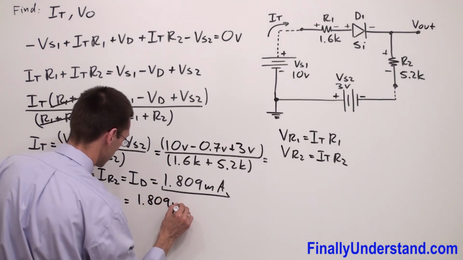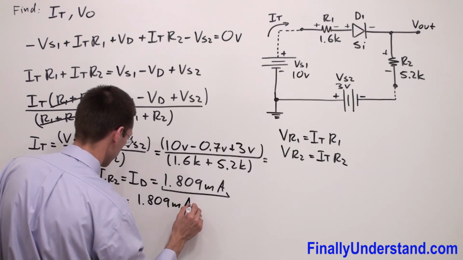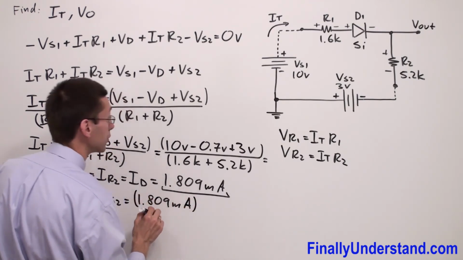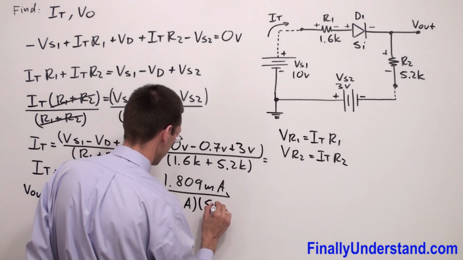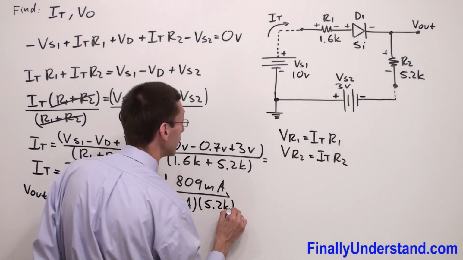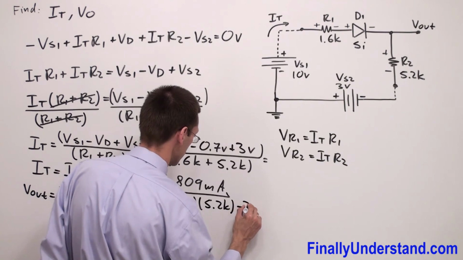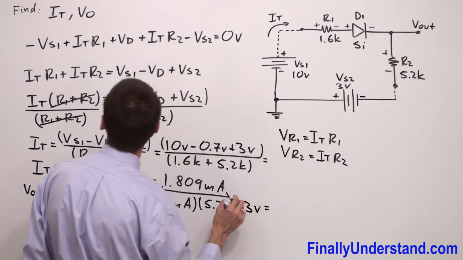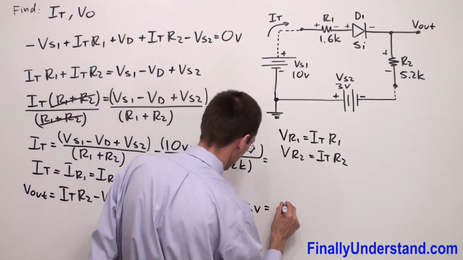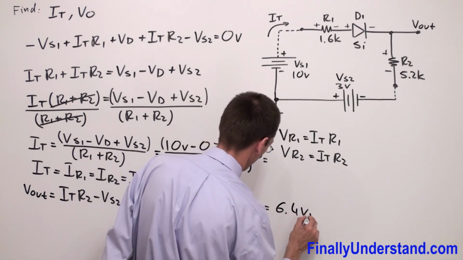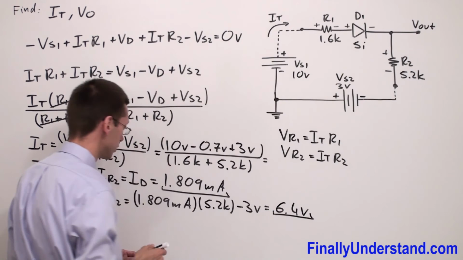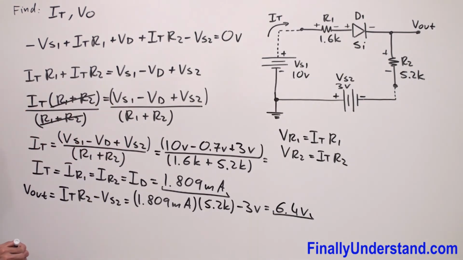is equal to 1.809 milliamps times R2, which is equal to 5.2 kilo, minus 3 volts, is equal to 6.4 volts. Okay, so this is the output voltage in my circuit.